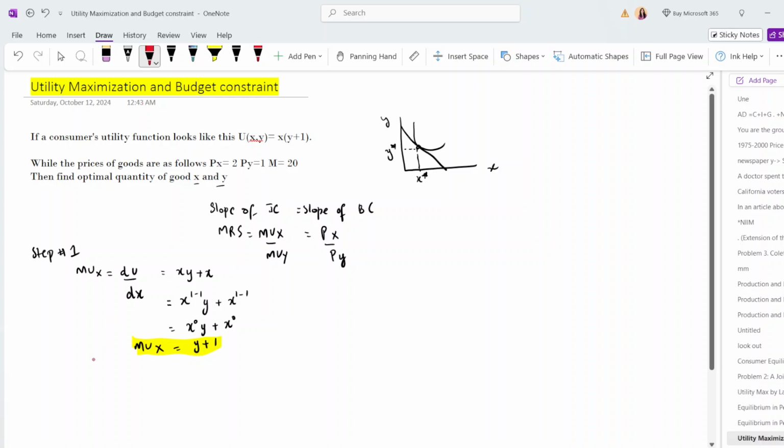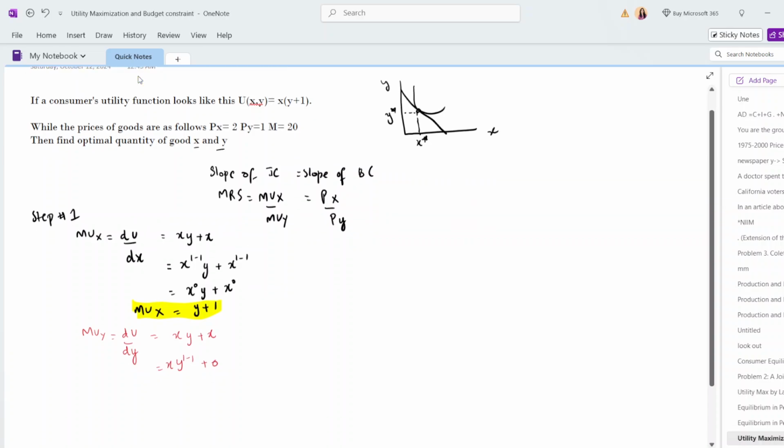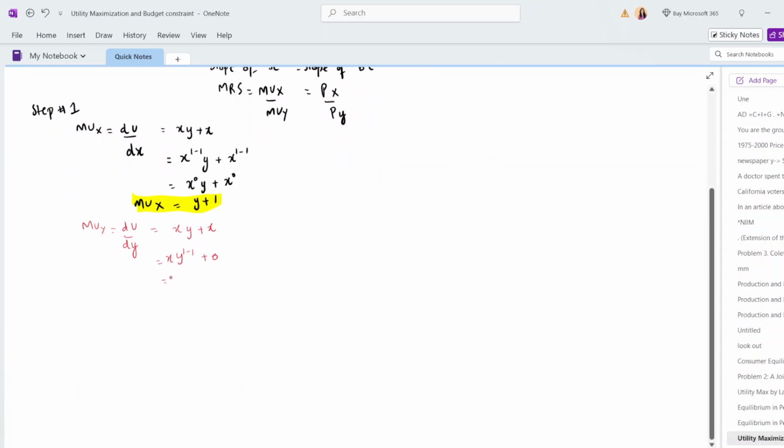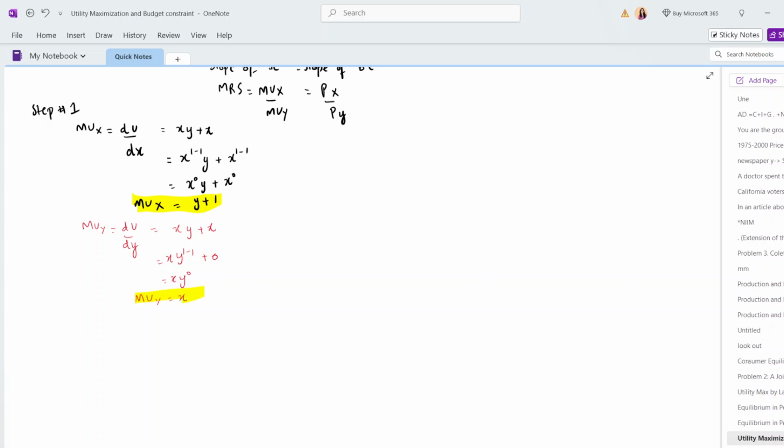For MUY, we're going to do the same thing. Its interpretation would be how much utility will change when a consumer decides to consume an additional unit of Y. I'm going to look at this utility function and take the derivative now with respect to Y. Y would become 1 minus 1, X stays as it is. This X doesn't have Y in it, so it's going to be 0. In the end, we'll get X with the power of 0 or just X. So that's MUY.